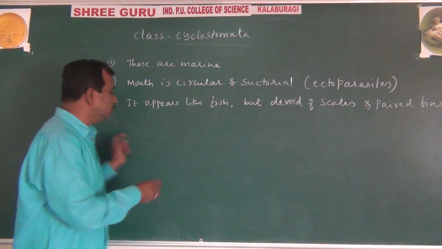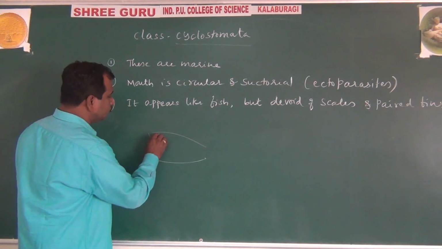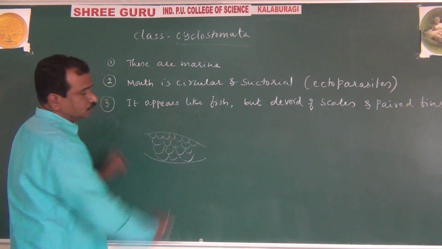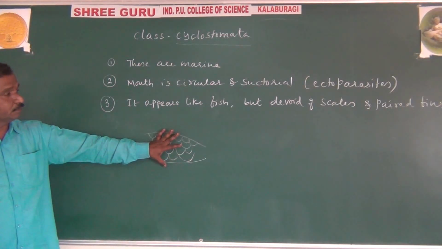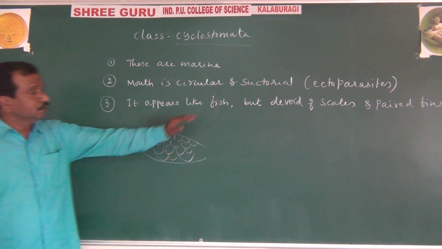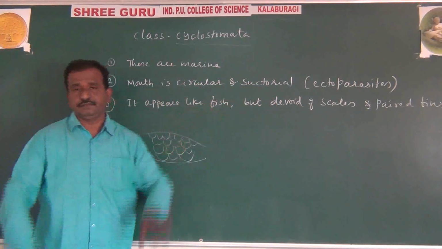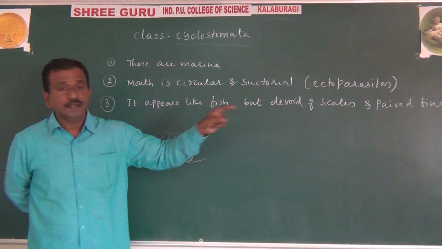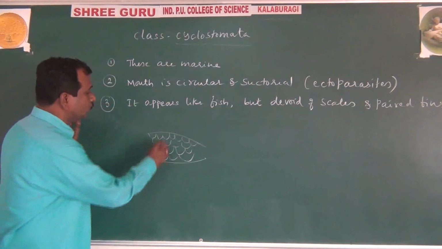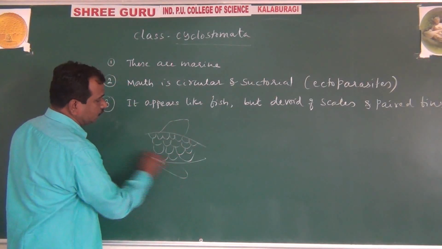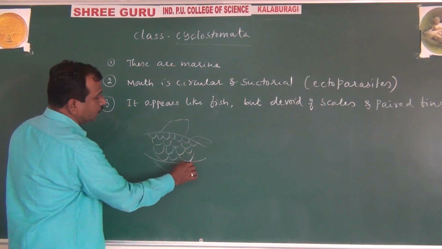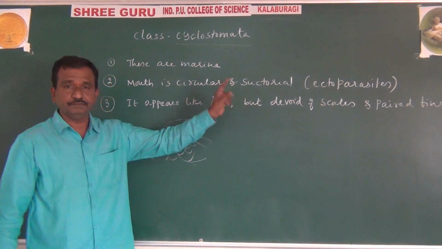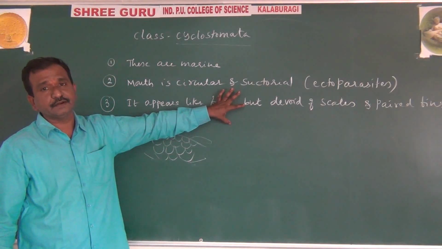But fishes normally have scales. That's what we are observing: scales are present on the surface region of the body. That is why here it is devoid of scales. Looking like fish, but the scales are absent. Devoid means absence. And now paired fins. Usually in fishes, fins are normally paired. Paired fins are found, but here single fins are found. Paired fins are absent. This is the unique character we are observing.